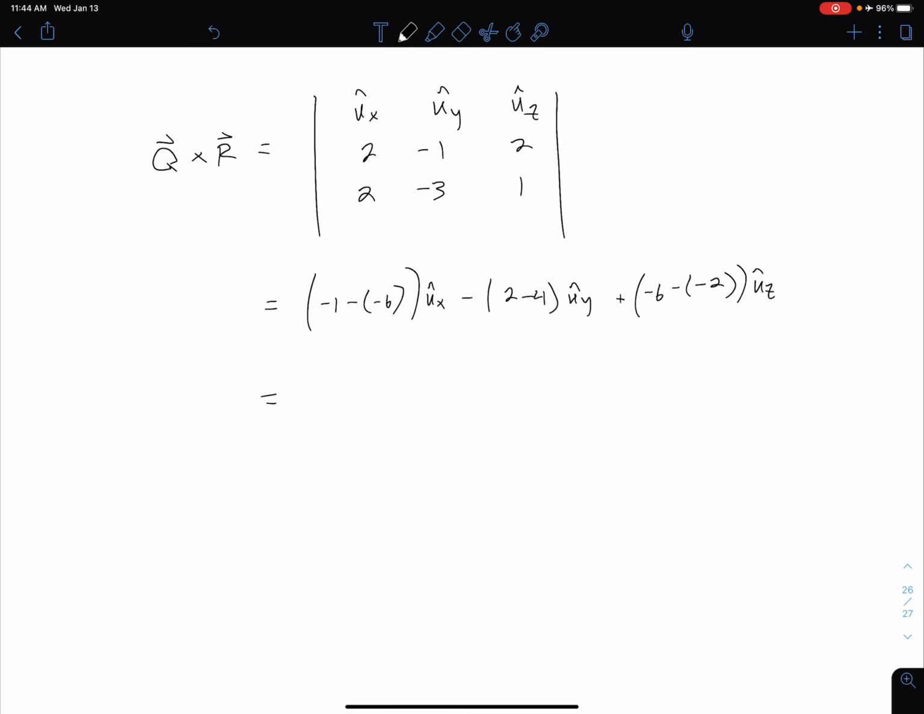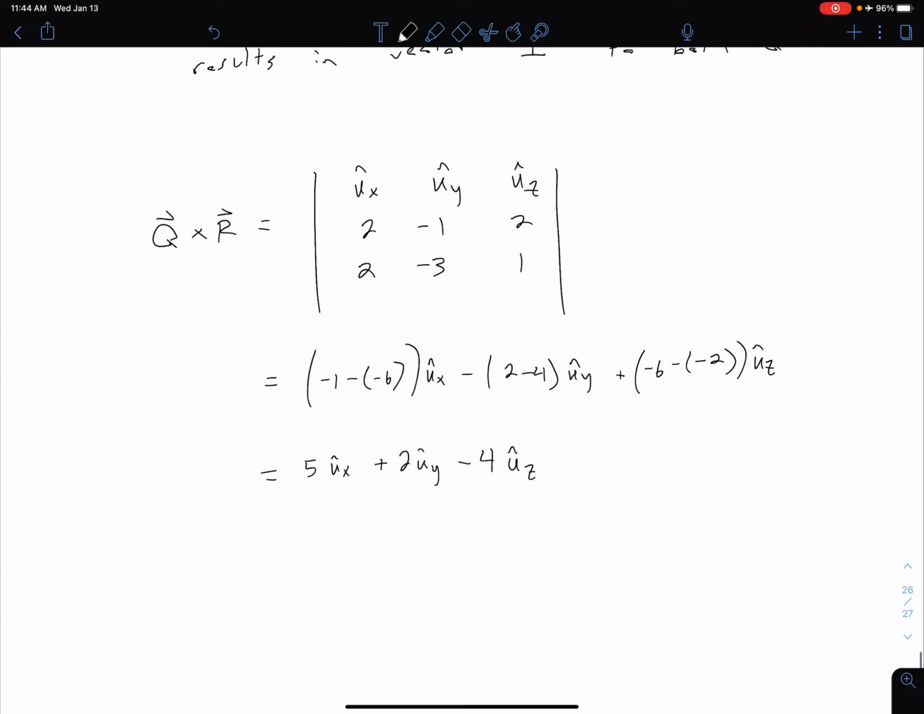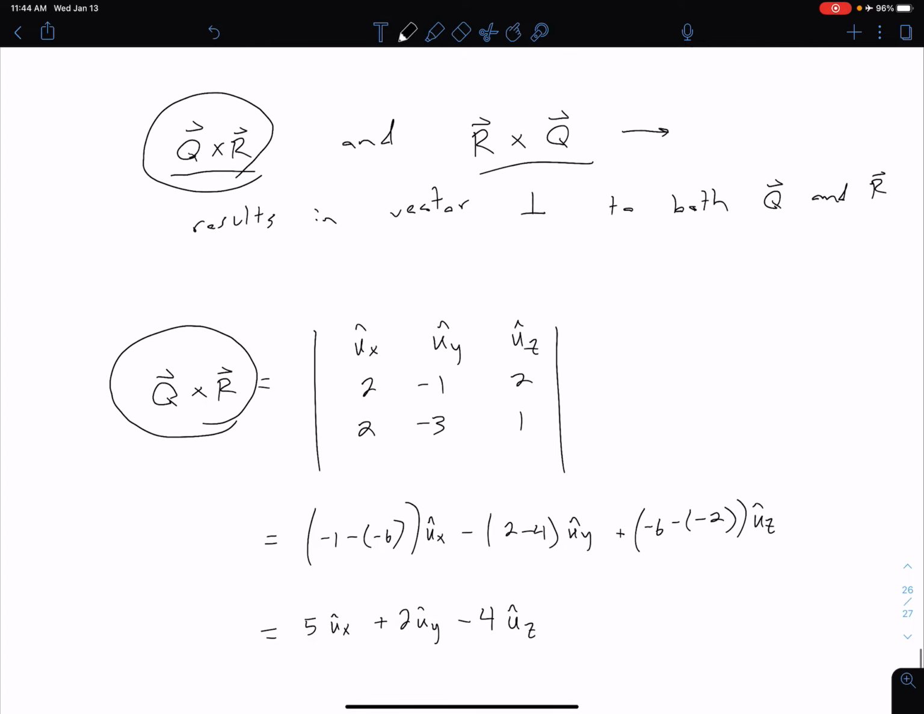So what we get from this, negative 1 minus a negative 6 becomes 5 in our x direction, minus the 2 minus 4 becomes plus 2 in our y direction. And then finally, negative 6 minus a negative 2 becomes minus 4 in our z direction. So now we have this vector q cross r, which we know is perpendicular to both q and r.